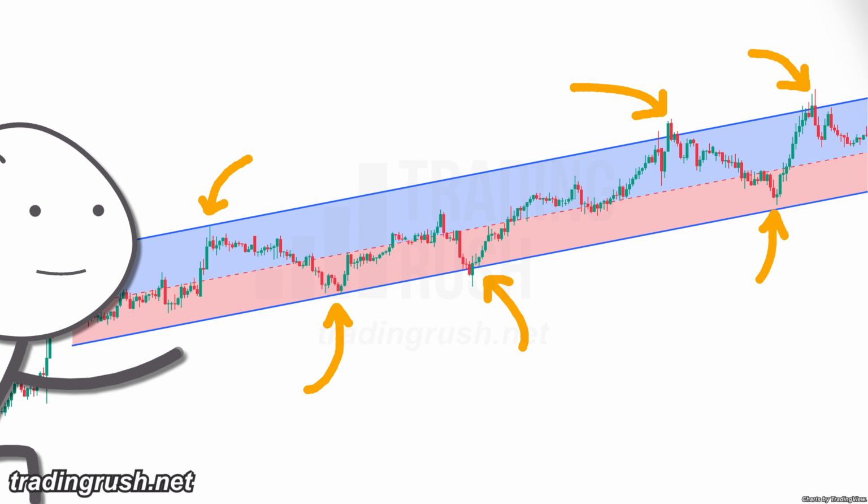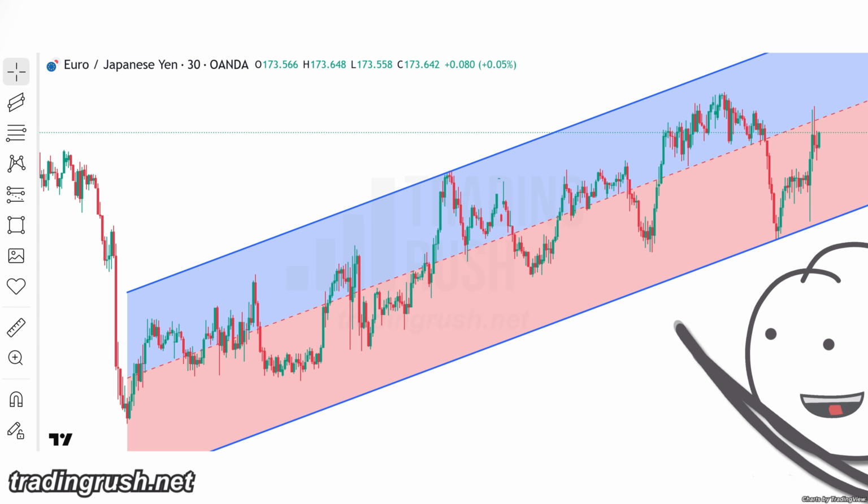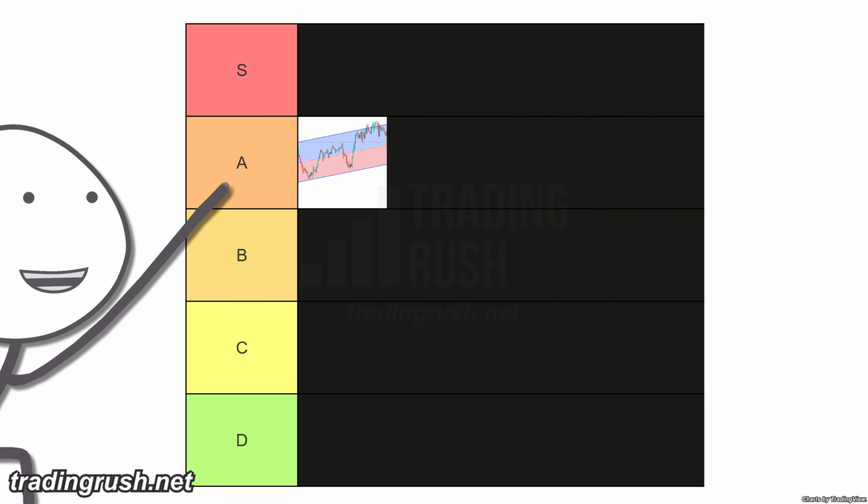To top it all off, the edges of this channel show the weak support and resistance of the trend, and the weak support and resistance of a range. All I had to do was draw the tool from left to right, and it showed me all this info. So, I will put the regression tool in the A tier.